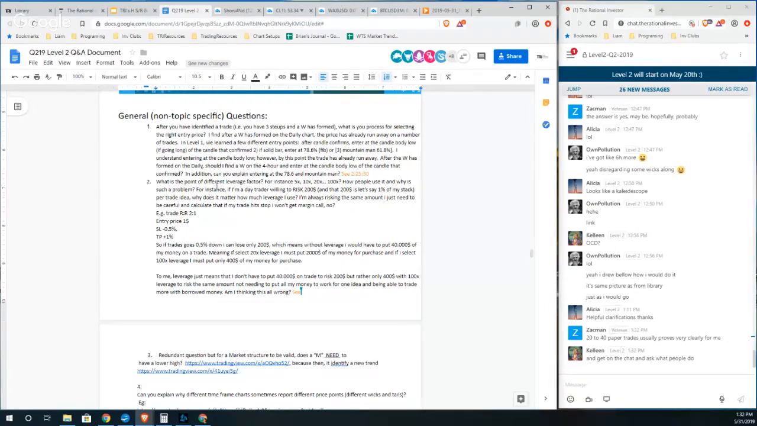What is the point of different leverage factors, for instance 5, 10, 20, 100? How do people use it and why is it such a problem? For instance, if I'm a day trader willing to risk $200 and that $200 is, let's say, 1% of my stack, okay, why does it matter how much leverage I use? I'm always risking the same amount. I just need to be careful and calculate that if my trade hits stops, I won't get margin called, right?